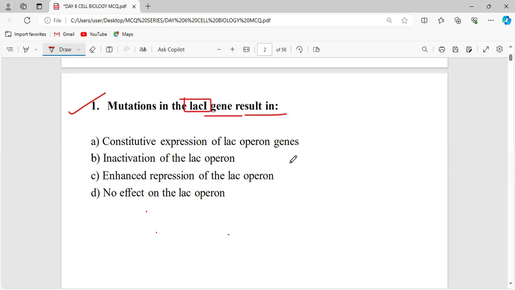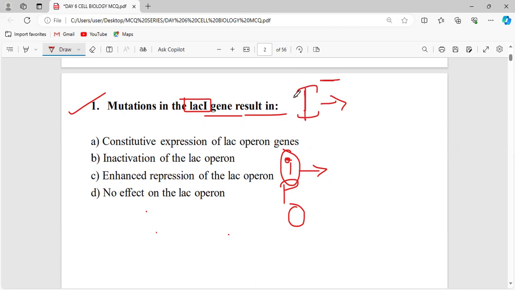See, generally this I is nothing but an inducer. This is the gene for a repressor protein, where the repressor will bind here, and P is for the promoter, O is for the operator. Okay, and you know that lac Z, lac Y, lac A and all the structural genes code for different enzymes. Whenever the mutation occurs in the I region, there will be a constitutive expression of the lac operon, because the operator is never closed.